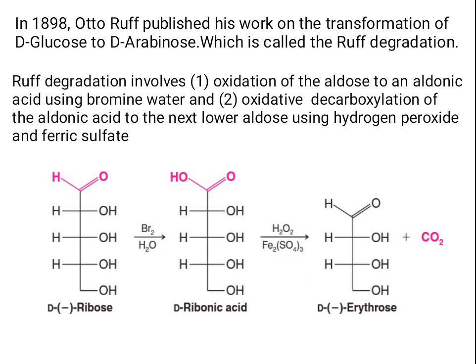Fenton reagent is the mixture of hydrogen peroxide and ferrous sulfate. But in the case of Ruff degradation, he has used ferric sulfate.